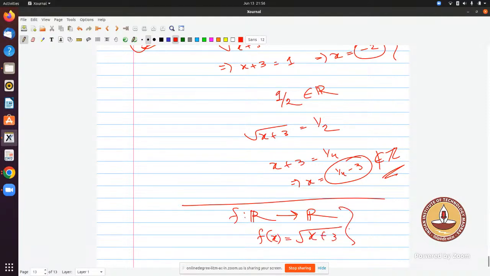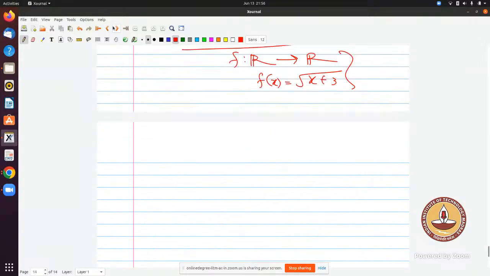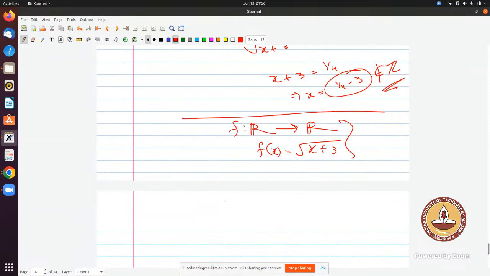So if I take this function, can you tell me what is the domain of this function? Sorry, what is the codomain of this function? Codomain? R. Real number. Okay. What is the range of this function?